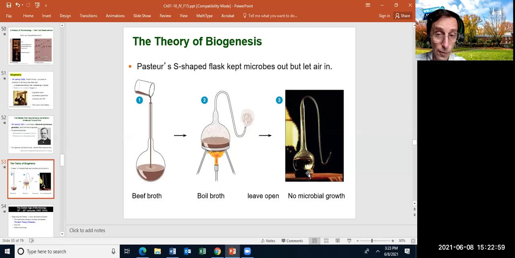And so there's no microbial growth in this, meaning spontaneous generation did not happen. And the theory of spontaneous generation then was thrown out the window, and now we only believe in the theory of biogenesis. Any question about any of that?